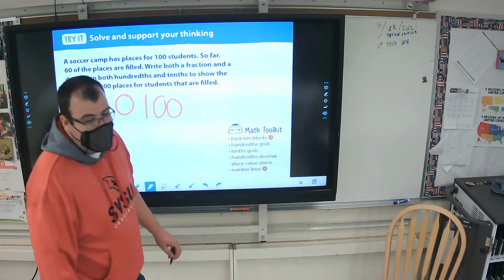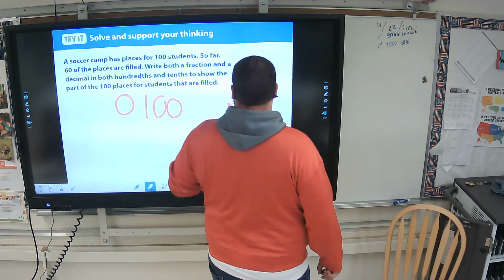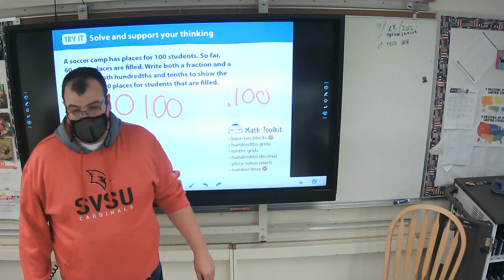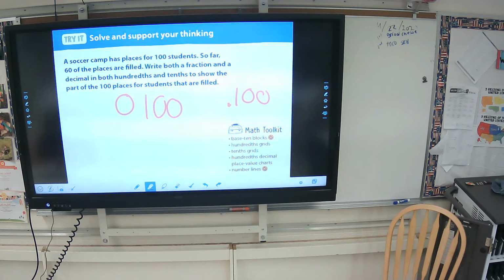It's the same thing if we write a number like this. These zeros don't matter. The ones after the decimal point, all the zeros to the right don't matter. Just like with a whole number, the zeros to the left don't matter. Does that make sense? It's the opposite.